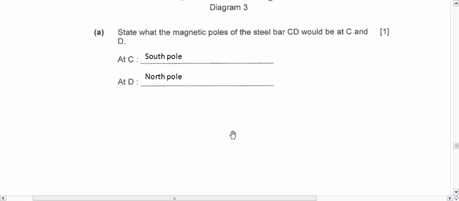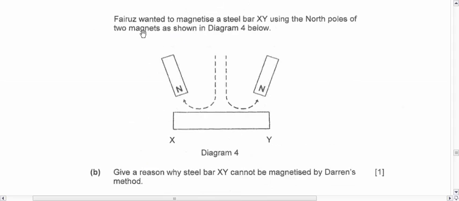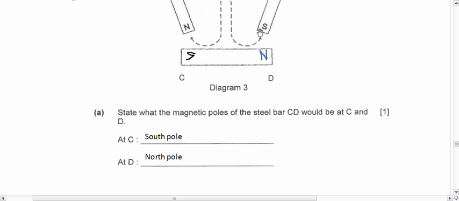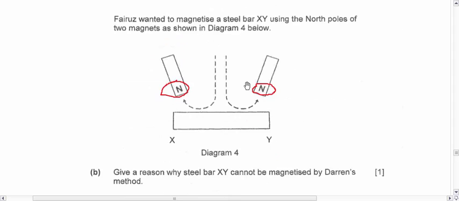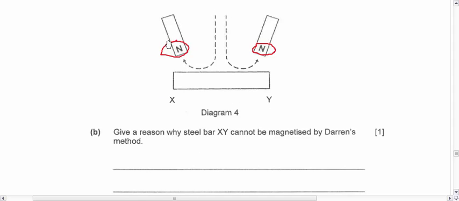Alright, so now this person wanted to magnetize the same steel bar. But this time around he's using two north poles. So take note, he's using two north poles, instead of here, where it's one north, one south. Now, can that happen? Remember, if I stroke off here, this will be south. If I stroke off here, this will also be south. Can this be a magnet?